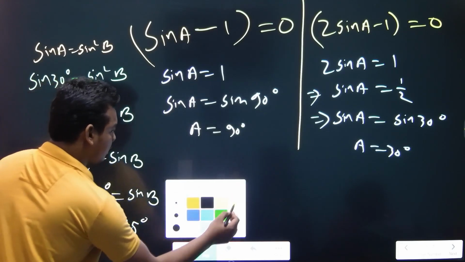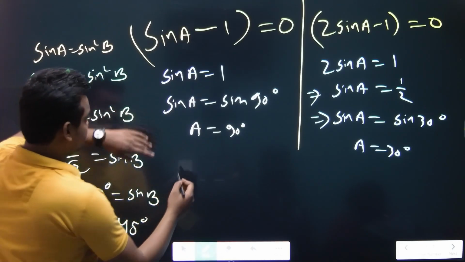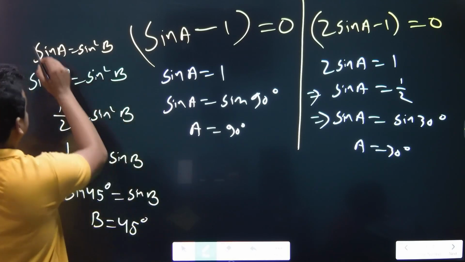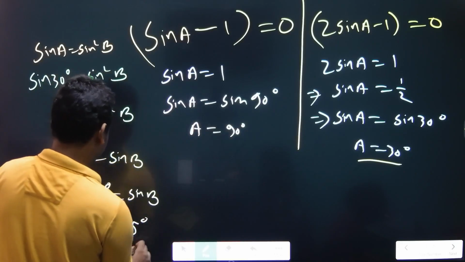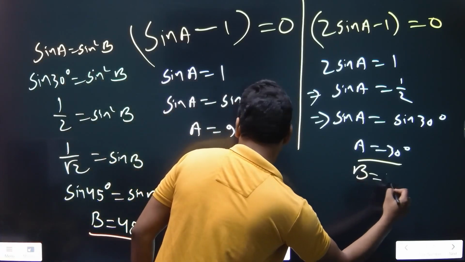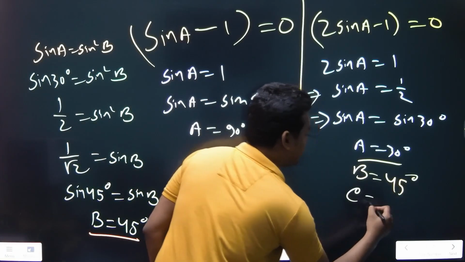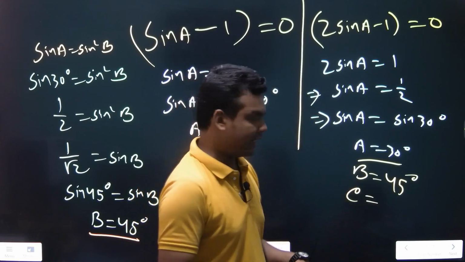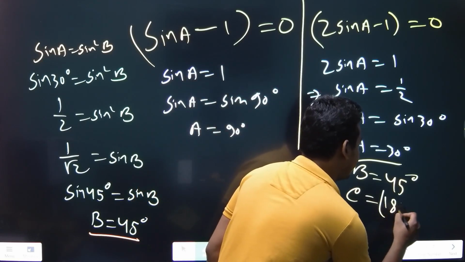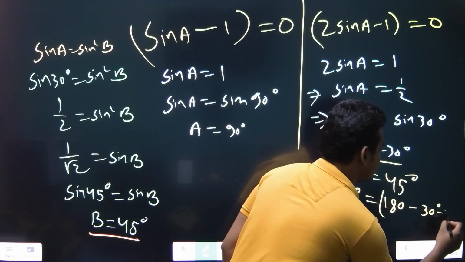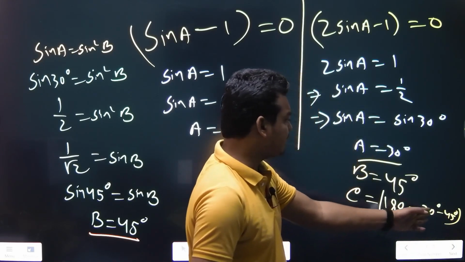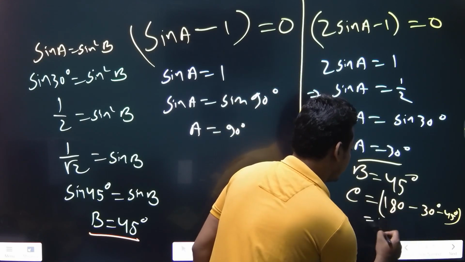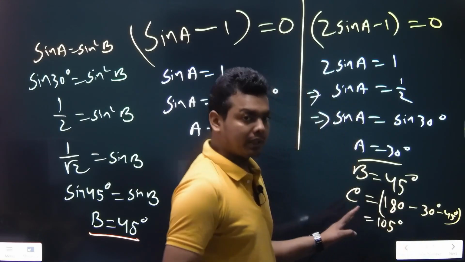I got the value of A. Angle A is equal to 30 degree. See, angle A I got 30 degree. From here I got value of angle B is equal to 45 degree. Then what will we see? I know that the sum of all angles in a triangle is equal to 180 degree. So it will become 180 minus 30 degree minus 45 degree, right? 30 plus 45 is 75, so that will be 105 degree. So angle C will be 105 degree.